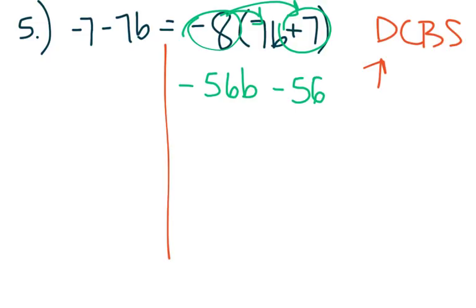Make sure my 6 looks like a 6 and not a b. All right, so we've distributed on the right side. Let's check, is there anything we can distribute on the left? No, so the left just stays negative 7 minus 7b.